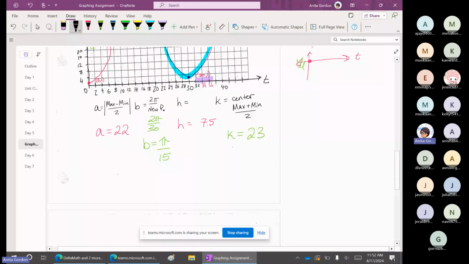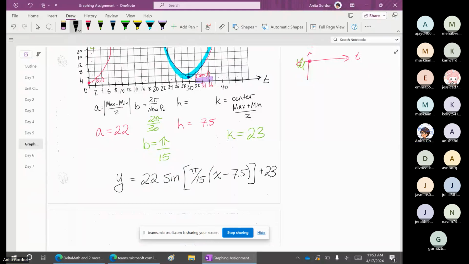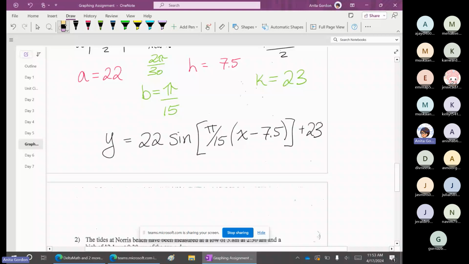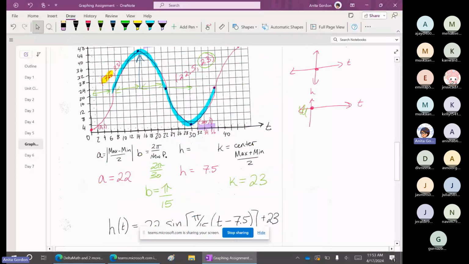So my final equation, y equals 22 sine of pi over 15 times x minus 7.5, or actually here, let me just finish writing, plus 23. If I wanted to be even more specific, what I could do is erase y and call it h as a function of t rather than f of x. And instead of x, I could write t, because this represents time and height.